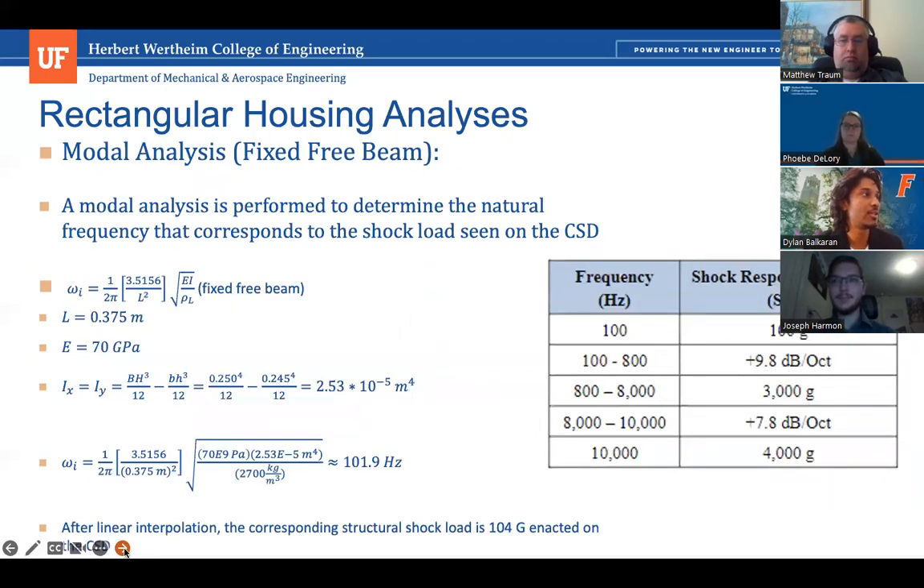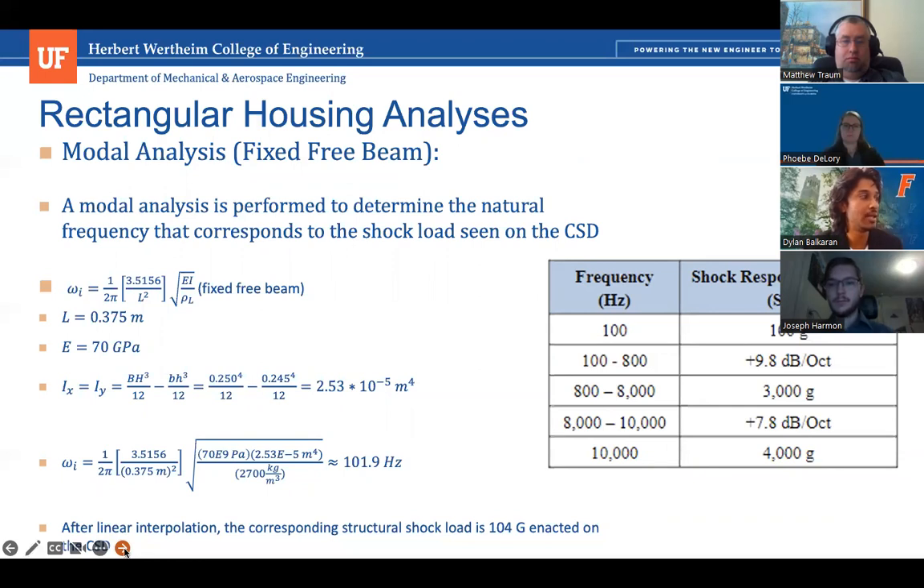So our first analysis we did was a modal analysis. We assumed that the housing would be a fixed-free beam because it would be mounted to the platform using gussets, and then it would be free at the door end where the CubeSat would launch from. We performed a modal analysis to determine the natural frequency, so then we could determine the shock load that would be exerted on our CSD system.